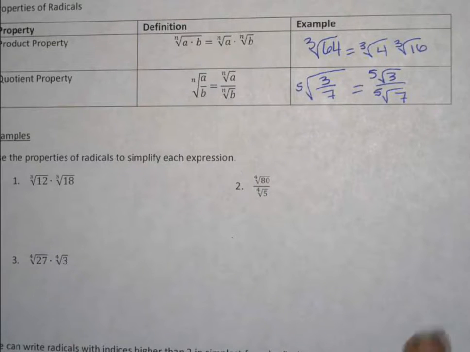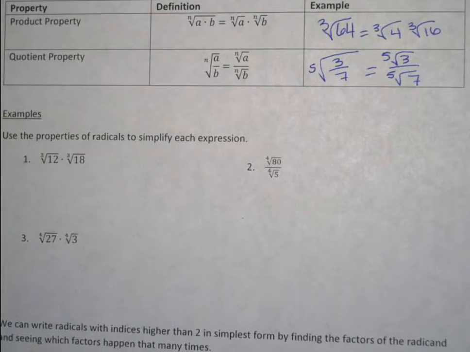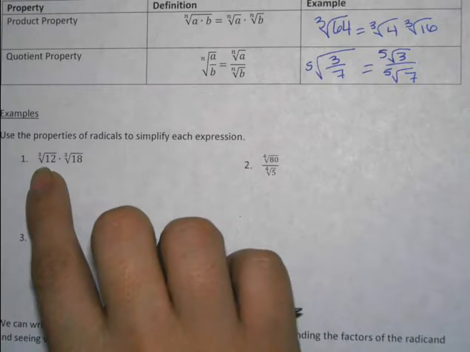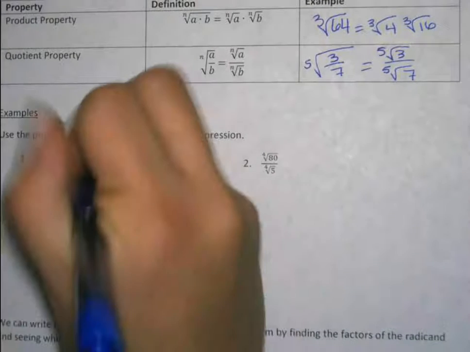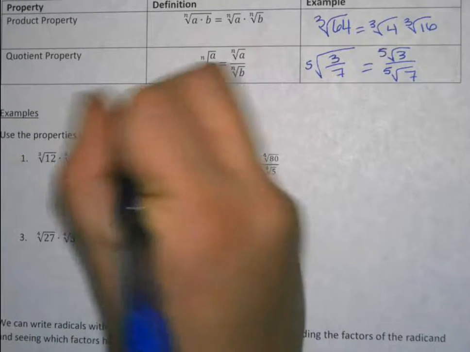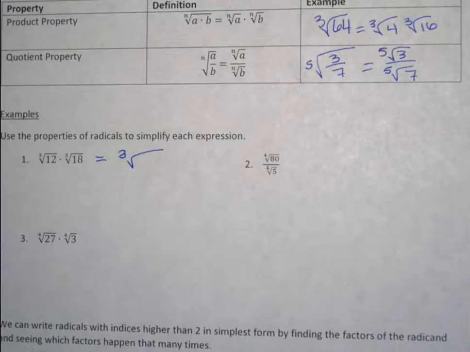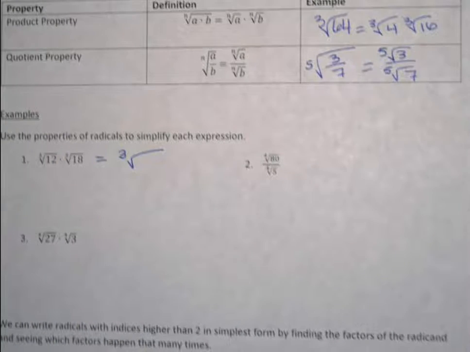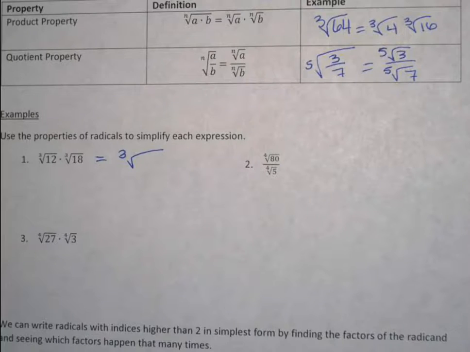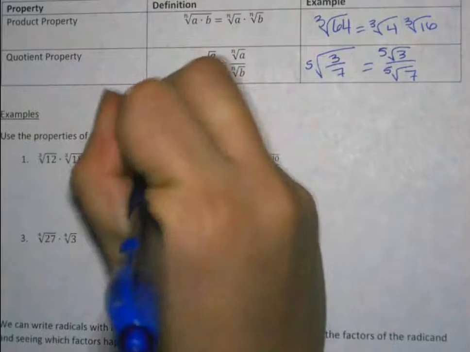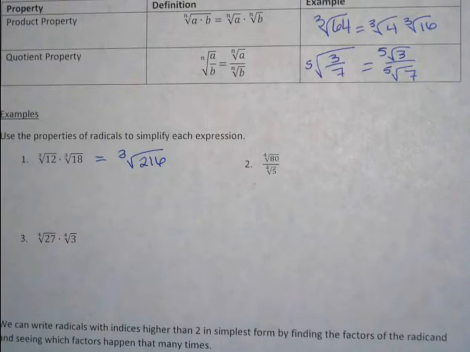So if I take a look at number 1, this one's working the opposite way. Because they're both cube roots, I'm going to take 12 times 18. I do not know that one. What's 12 times 18? 216. Can I take the cube root of 216? What is it?